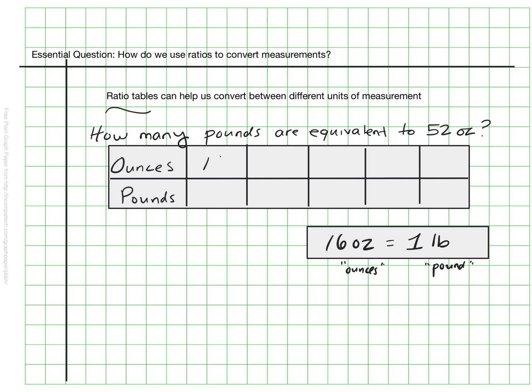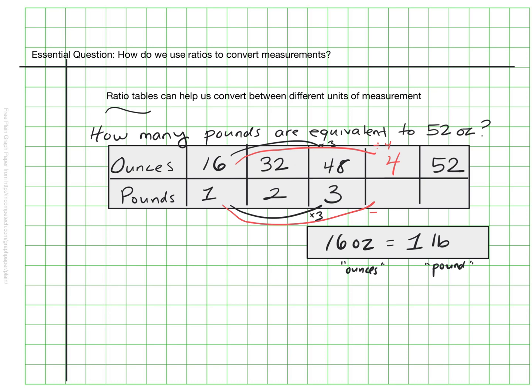So I could say, well, I know 16 ounces is the same as 1 pound. And if I have twice as many ounces, I would have twice as many pounds. Or if I had 3 times as many pounds, I'd have 3 times as many ounces. So that would be an equivalent ratio as well. Now I'm trying to get to 52 and I am not quite there. But I notice that if I divide 16 by 4, I'll get 4 right here. And of course, then I would need to divide my 1 by 4 as well to get 1/4.